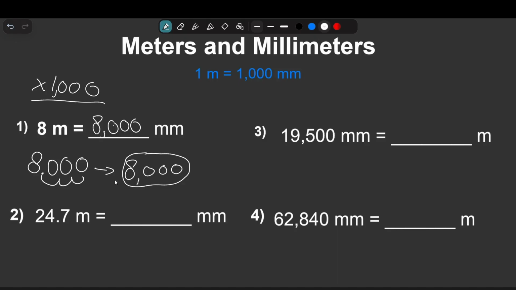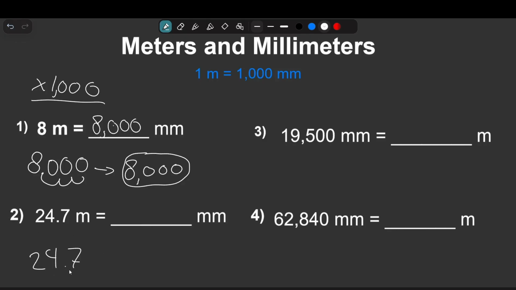Now let's go to example number 2, where we have 24.7 meters equals how many millimeters? Again, we look if we're going to a smaller unit, and in this case we are. So we're going to do multiplication again. We're going to multiply 24.7 by 1000.